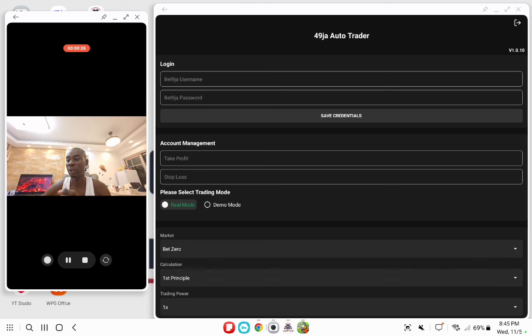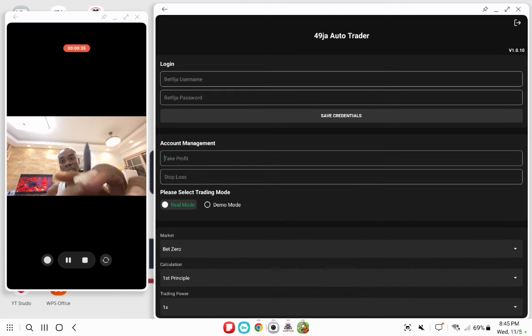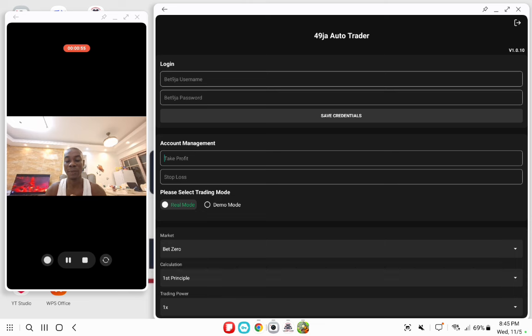On the auto trading bot, and on this version, once you log into the app, there is the interface. This first part is for you to fill in your BetNinja username and password. After that, on this second part you will see account management, which is very important. I'll take the time to explain how the account management works so that you can carefully go through it and use it properly.